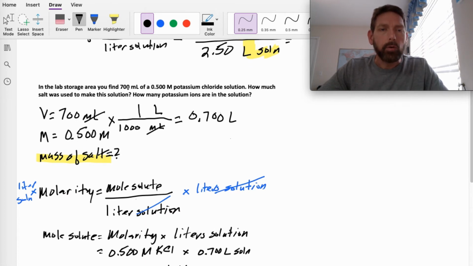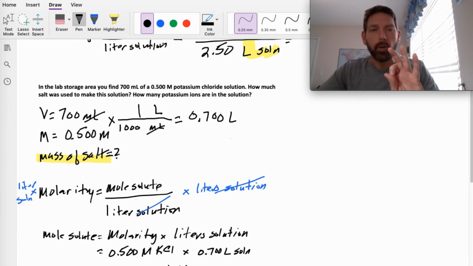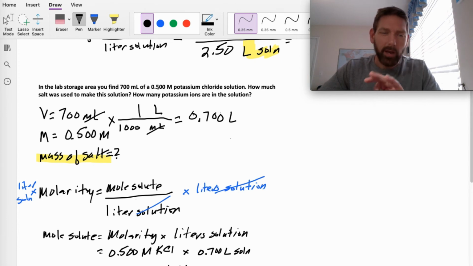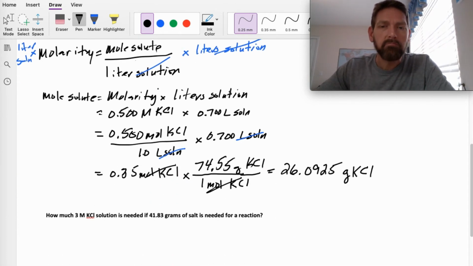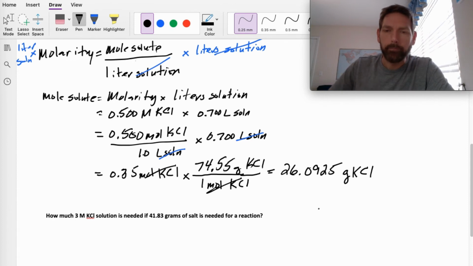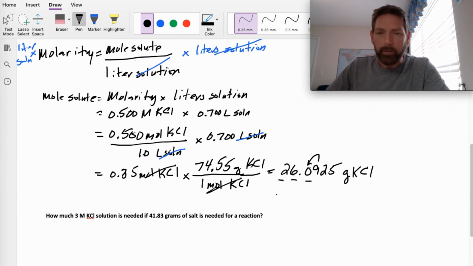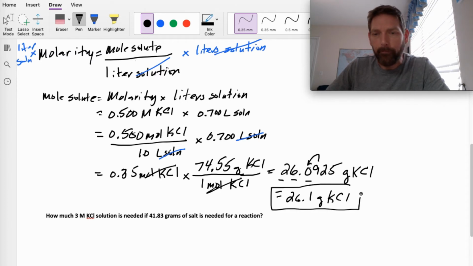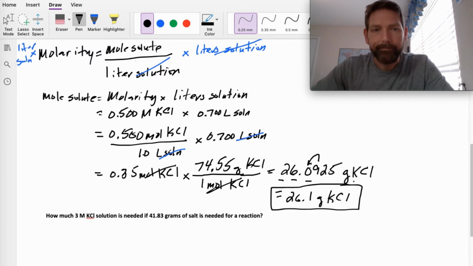Pardon me. So the 700 milliliters, 0.700, 3 sig figs. 0.500 molar, again 3 sig figs. So everything we started with was 3 sig figs. So let's report our final answer in 3 sig figs, right? So there's 1, 2, 3. There's a very strong argument that 9 is going to round that 0 up to a 1, right? So final answer, 26.1 grams of potassium chloride. Pretty easy.